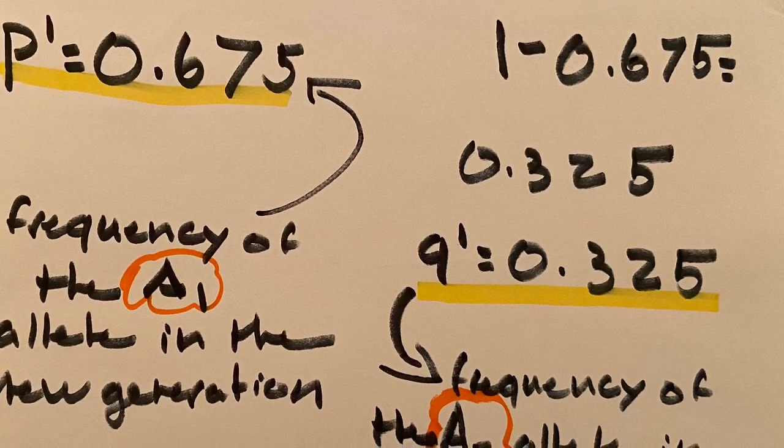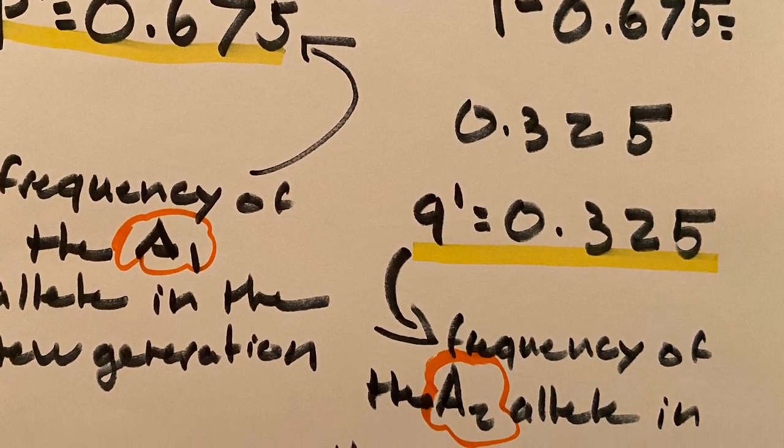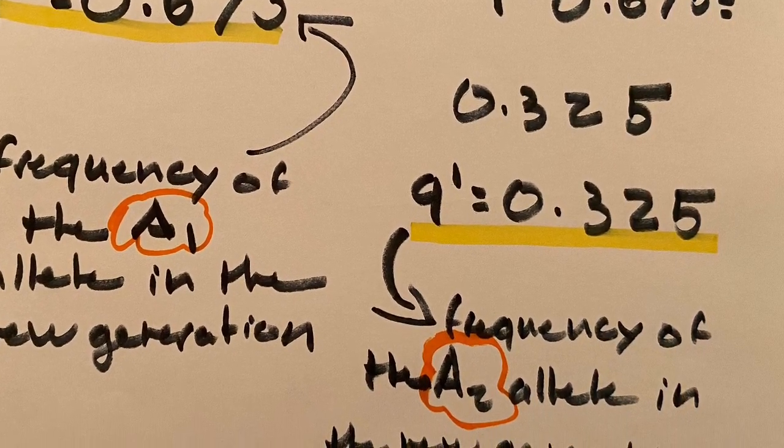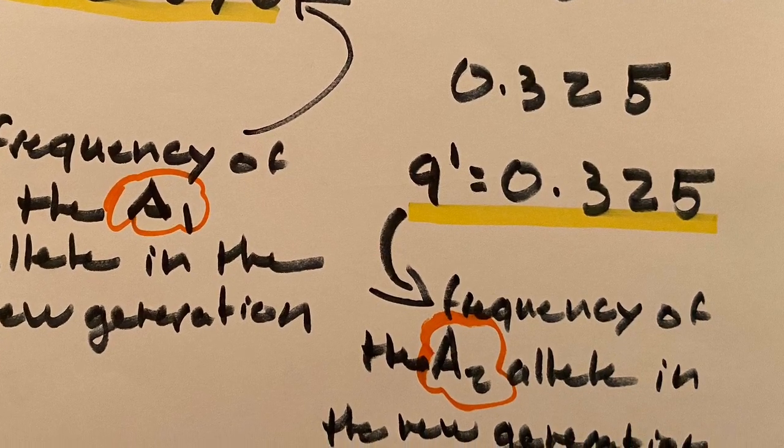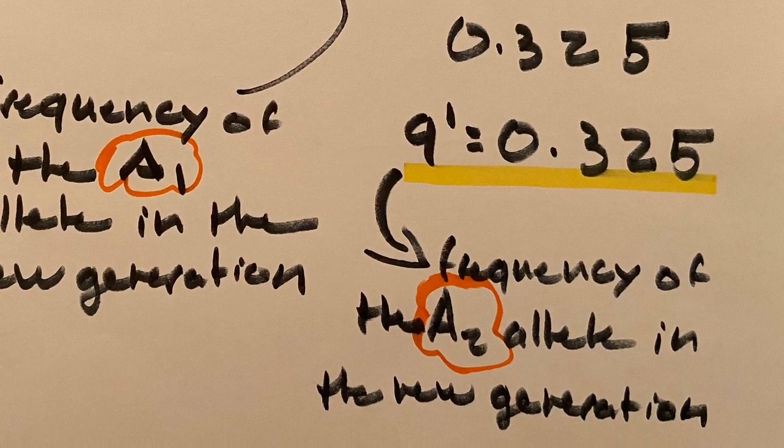After solving, we found that the frequency of the A1 allele in the new generation will be 0.675, or 67.5% of the population. The other remaining percent, 32.5, will be the frequency of the A2 allele in the new generation.